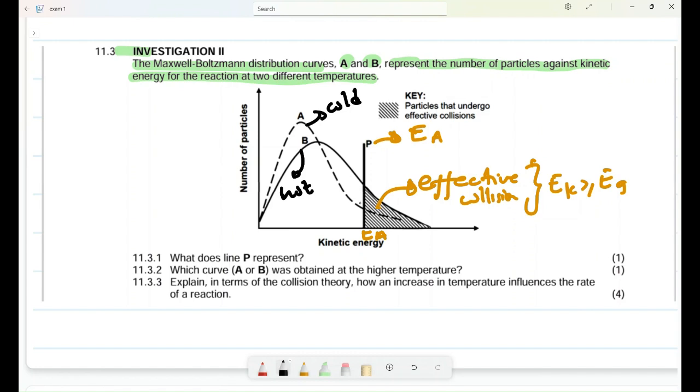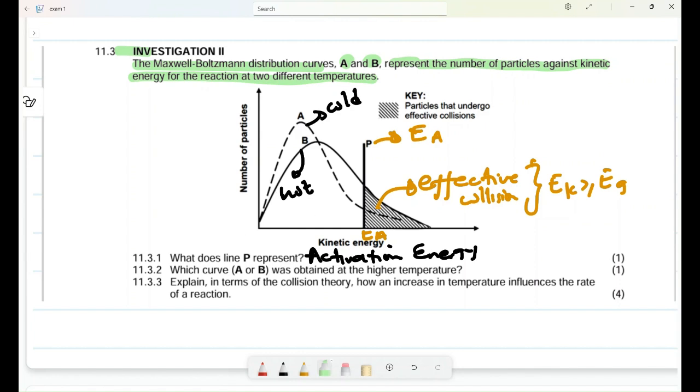Yes. Okay, I'm done. What does line P represent? Remember, line P always represents what? Activation. You can write it in full: activation energy.